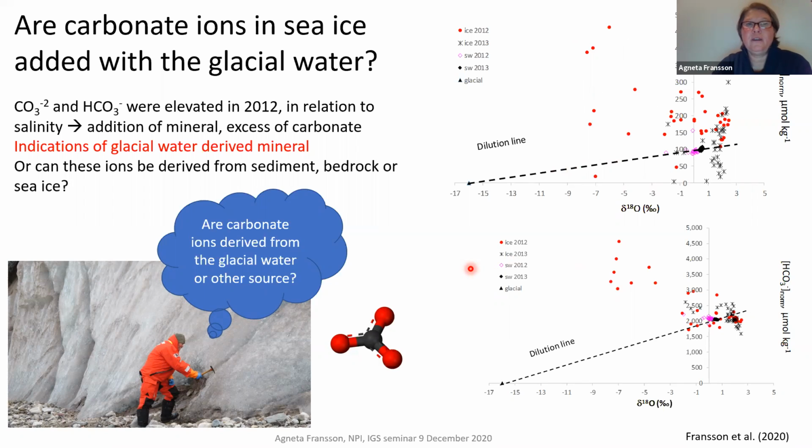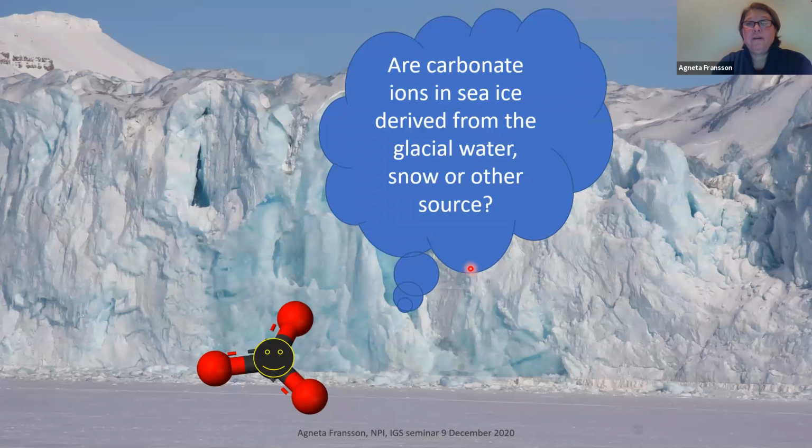But can these ions be derived from the sediment, bedrock, or sea ice? So we have to find out where these excess carbonate ions come from, which we find in the ice.